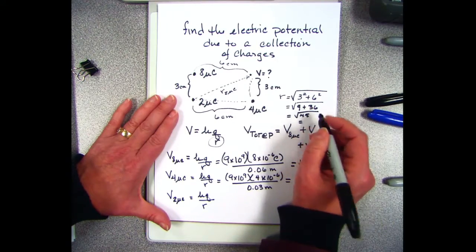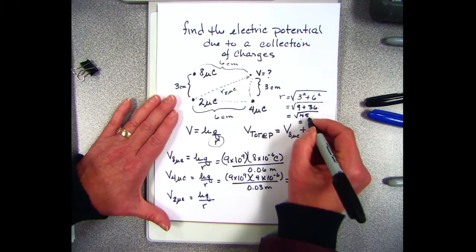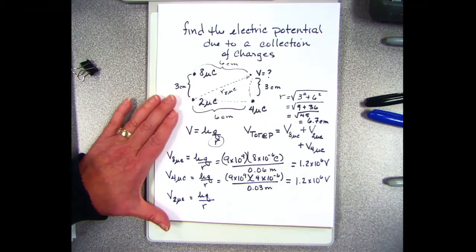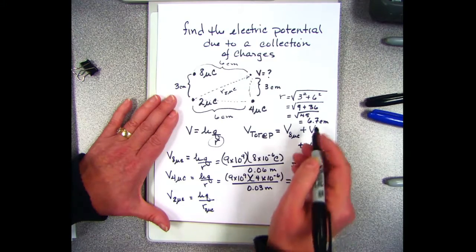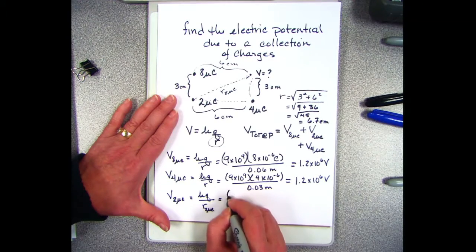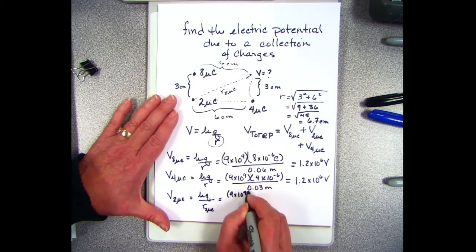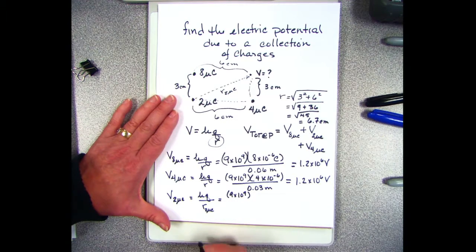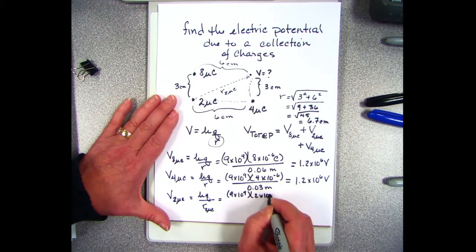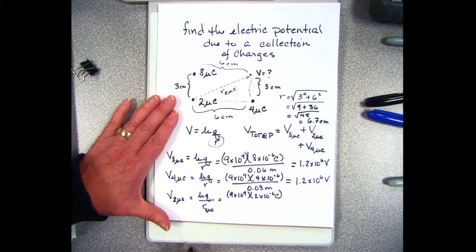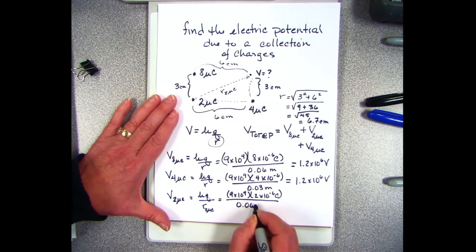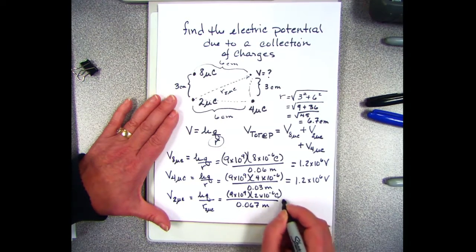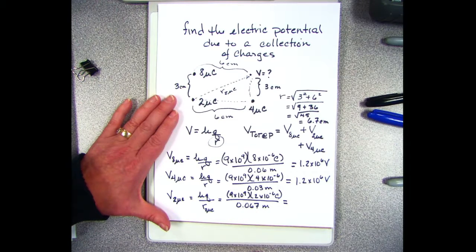So this is the 2 microcoulombs, 6.7 centimeters, and I get 9 times 10 to the 9th, my Coulomb's law constant, times my 2 times 10 to the minus 6 to get it into coulombs, because it was given to me in microcoulombs. And then I divide by my distance, and I have to convert from centimeters to meters, so that gives me 0.067 meters. And when I plug that into the calculator, I end up with 2.69 times 10 to the 5th volts.